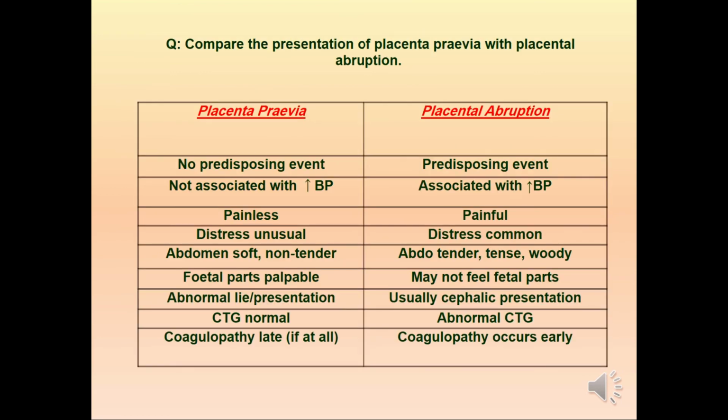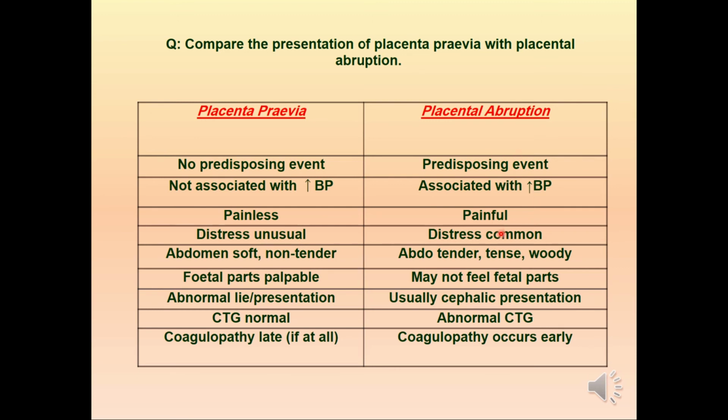Here there is a comparison between placenta previa and placental abruption. In previa, there is no predisposing event, while in abruption maybe there is a predisposing event. Previa is not associated with increased blood pressure, while abruption is associated with increased pressure. Previa is painless bleeding, abruption is painful bleeding. Fetal distress is unusual in previa, while in abruption it is common.